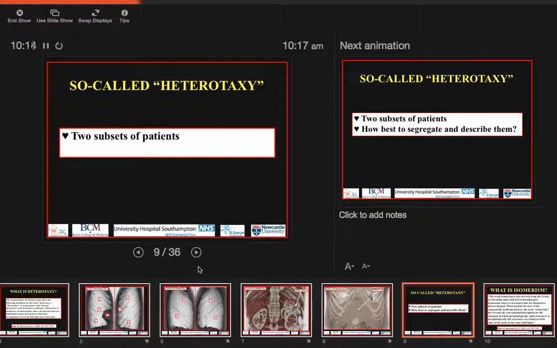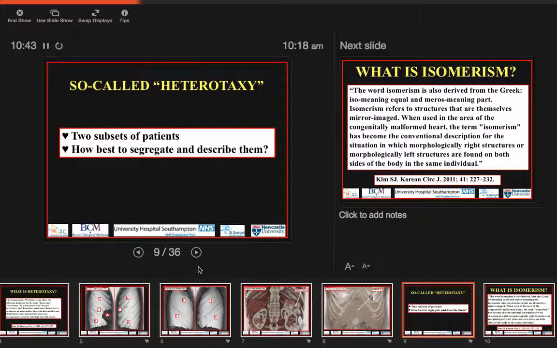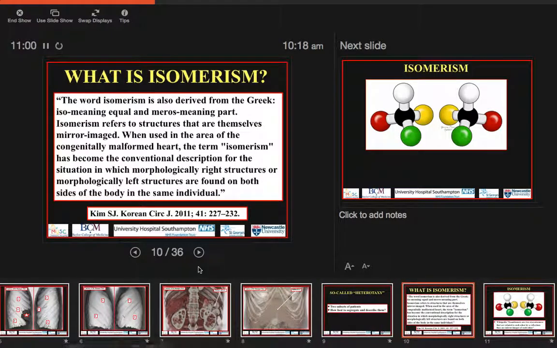And that tells us that in so-called heterotaxy, everything doesn't go into one big basket, but rather we can find two subsets of patients. In fact, we'd known that from the outset when we talked about the splenic syndromes. We called them asplenia and polysplenia. But that's not necessarily the best way to divide them. So how is it best to segregate and describe them? And this, I believe, is where the ability to image now these various organ systems, as shown by Dr. Mori, comes into its own.